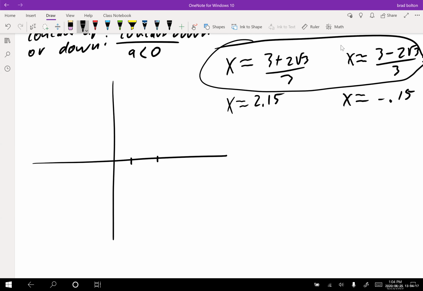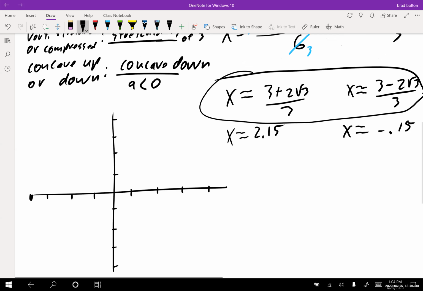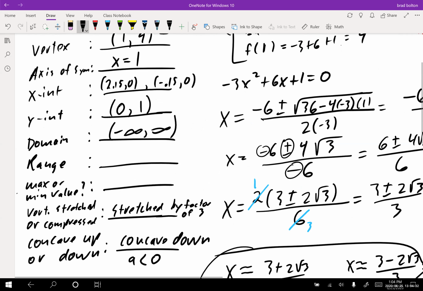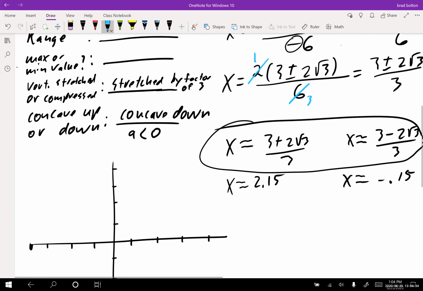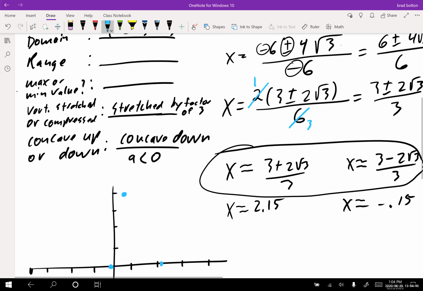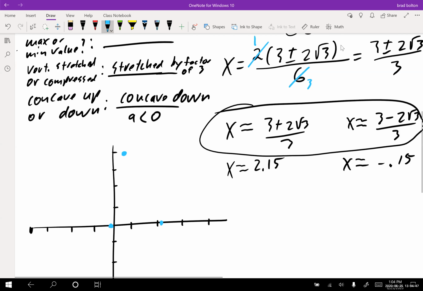So say it's 1, 2, 3, 4. 1, 2, 3, 4. 1, 2, 3, 4. What was our vertex? 1, 4. So I'm going to go over 1, up 4, put a point. And now our x-intercepts are 2.15, so I would guess that's right about there. And negative 0.15, I would guess that's right about there. Our y-intercept, we said, was 0, 1, so that's right about there.